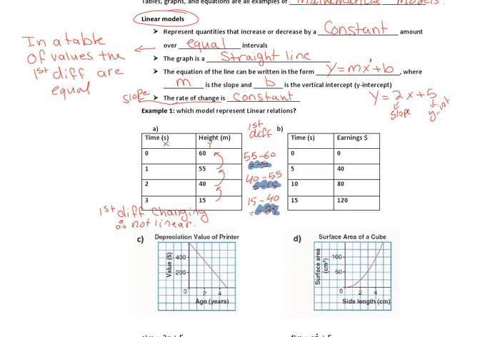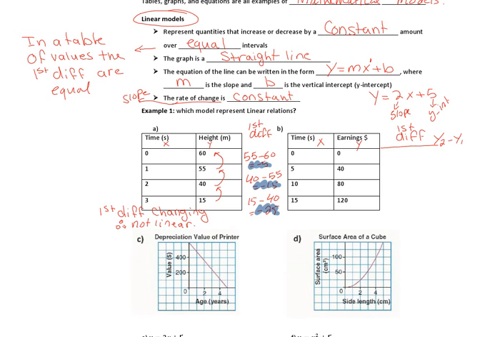I do the first difference of the second table of values. So what I have here is time as my x and earning as my y, right? First difference is always y2 minus y1, okay? So you're always doing y2 minus y1.